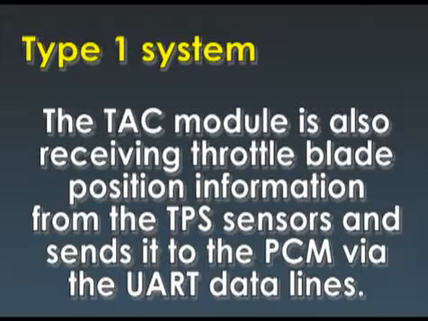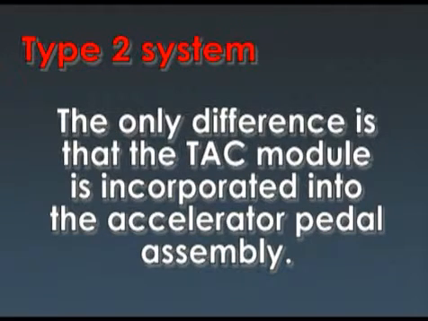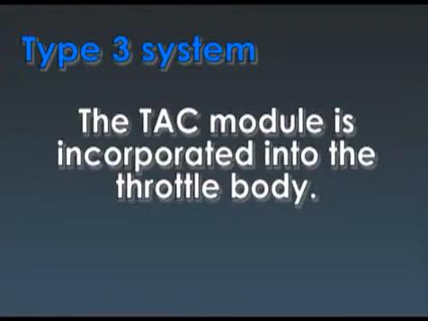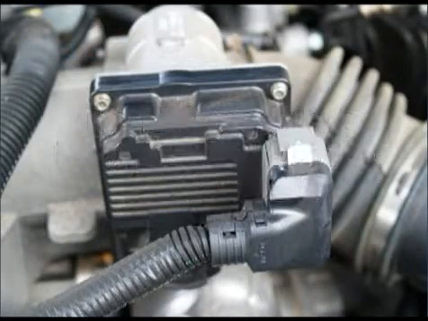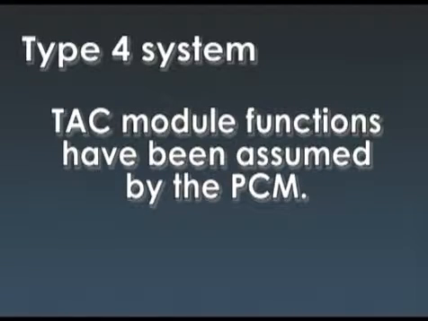The TAC module is also receiving throttle blade position information from the TPS sensors and sends it to the PCM via the UART data lines. The Type 2 system operates in the same manner as Type 1, except that the TAC module is incorporated into the accelerator pedal assembly. In the Type 3 system, the TAC module is incorporated into the throttle body. The Type 4 system has the TAC module functions assumed by the PCM. This requires a new PCM with the ability to integrate the TAC functions.